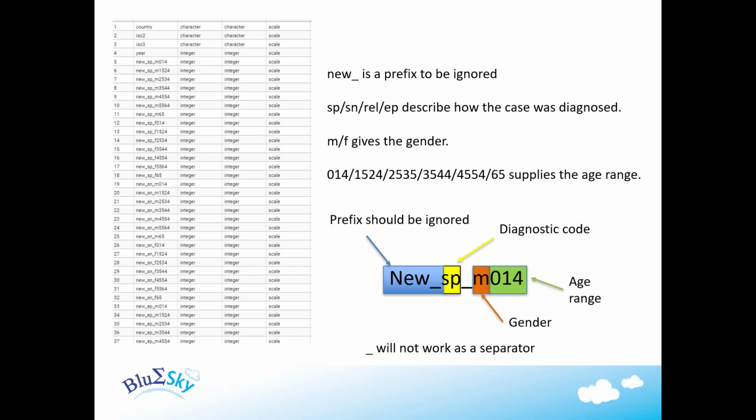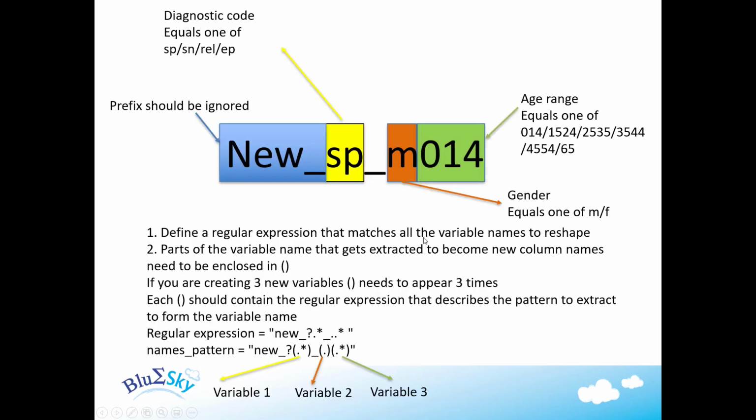Okay, so just to make it crystal clear, I have this information here. Again, this is the format of each of my variables that I want to reshape, where I want the prefix to be ignored. I want to extract the diagnostic code in a separate variable. I want to extract the gender in a separate variable, and I want to extract the age range in a separate variable. So the first thing I need to do is define a regular expression that matches all the variable names that I showed you in the prior slide that I want to reshape.